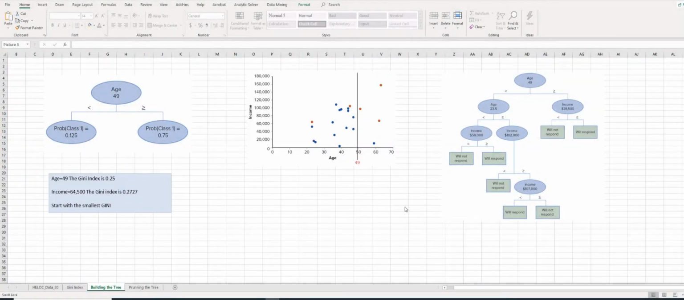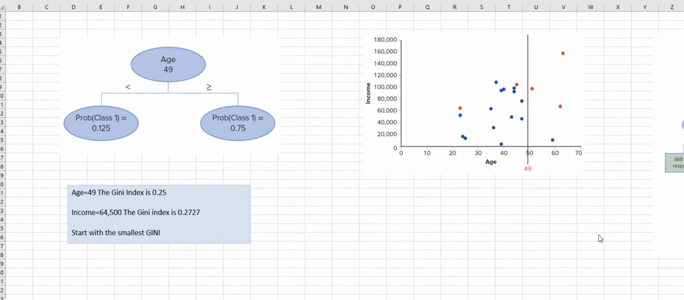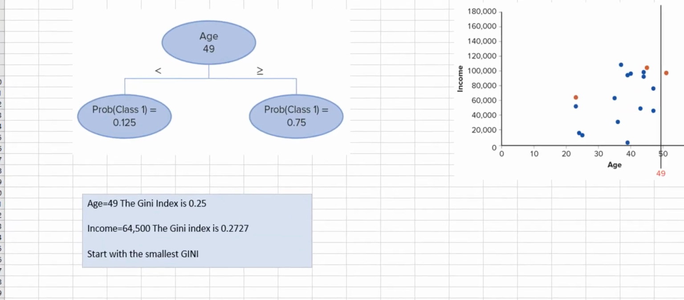Hello everyone, in this video I'm going to show how to build the decision tree and we will continue the HELOC example. In the HELOC example we have two predictor variables, age and income, and we will compare the Gini indexes of the best splits for the two predictors.